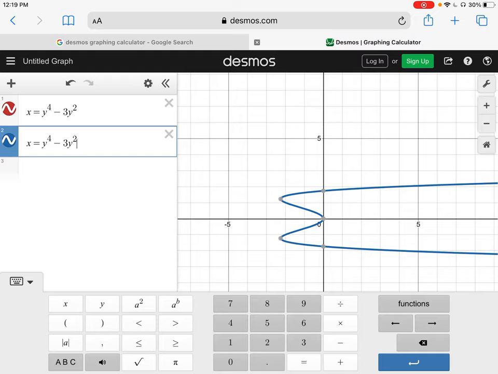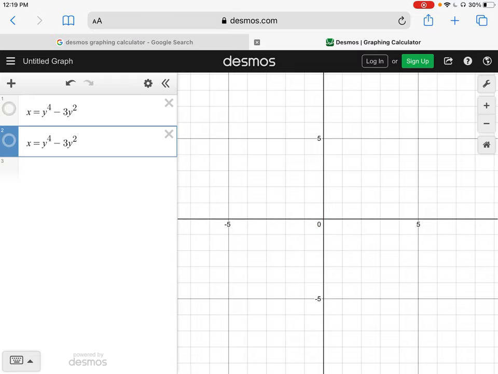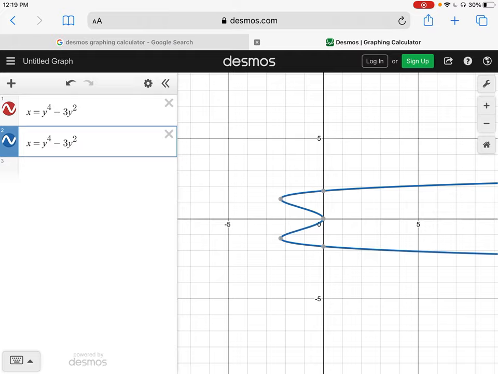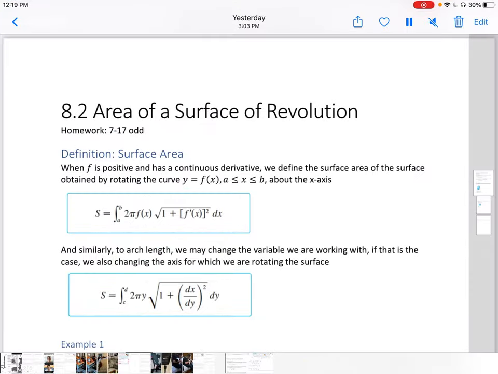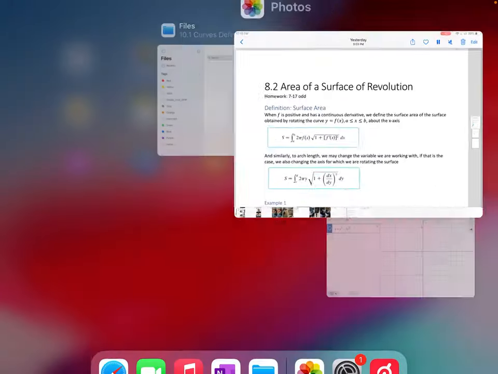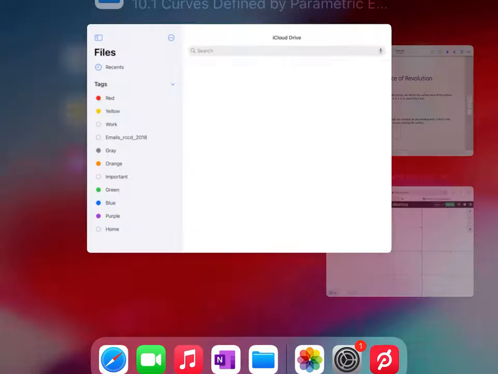And that produced the answer that I want. And you can always hide graphs by clicking on the color on the side. It tells you what it's showing using color coding. All right, back to our notes.